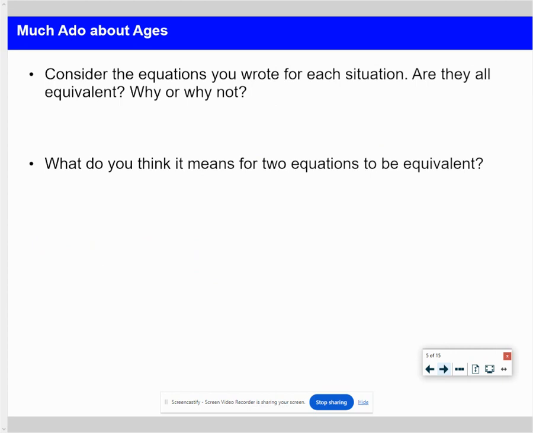Consider the equations that you wrote for each situation. Are they all equivalent? Oh, I just said that they were. Sorry, I gave that one away. And what do you think it means for two equations to be equivalent? I've already said this a couple of times, but if they are equivalent, it starts out looking like equal also. That just means that I'm going to get the same answer from any one of those equations, or the same value would make all of those equations true if they are equivalent. And if I put in a value that's not true, it won't work in any of them.